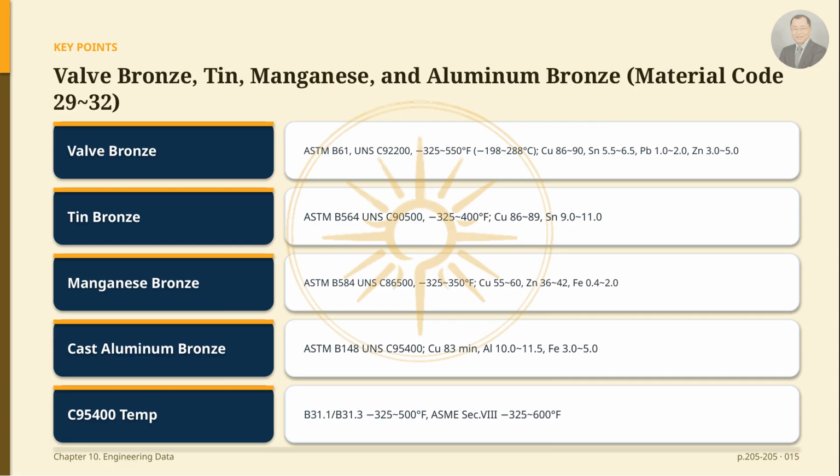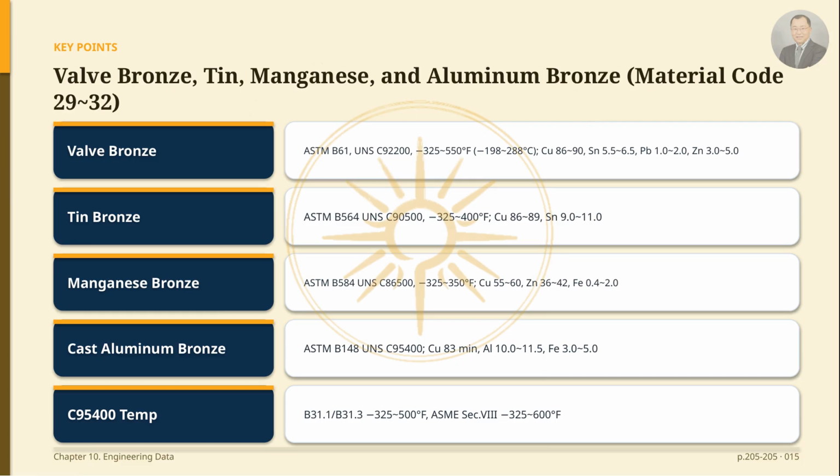Material code 31, manganese bronze, is ASTM B584 grade C86500, ranging from -325 to 350 degrees Fahrenheit, and is characterized by 55 to 60% copper, 36 to 42% zinc, and 0.4 to 2.0% iron. Material code 32, cast aluminum bronze, is ASTM B148 grade C95400, with 83% min copper, 10 to 11.5% aluminum, and 3.0 to 5.0% iron.